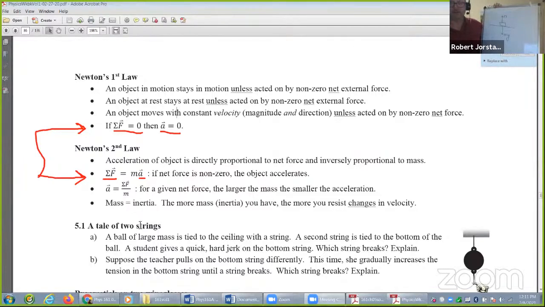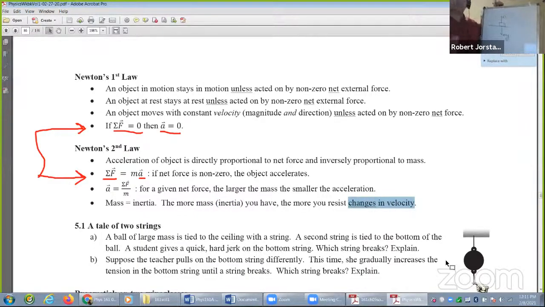One other thing here. Mass and inertia are essentially synonymous terms for us, okay? For all intents and purposes, you could use the words mass and inertia interchangeably. Now let's think about this. The more mass you have, the smaller your accelerations are. Think about it this way. If you have a large mass or a large amount of inertia, you resist changes in velocity, okay?